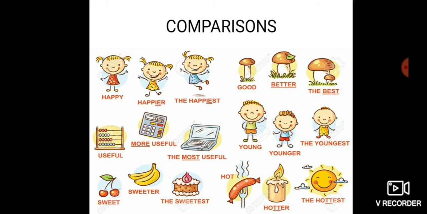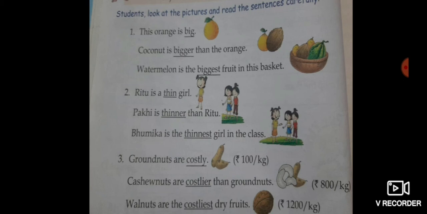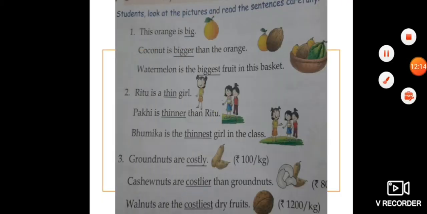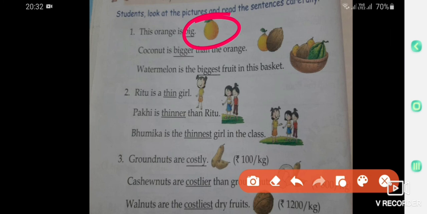So I hope it is clear to you how to use superlative degree, where to use superlative degree, and what are the rules. Here, the picture of your book: this orange is big. If I am talking about only the orange, this orange is big. But if I am talking about orange and coconut, if I gave you one coconut also, and I ask you which one is bigger, what you will say is, ma'am, coconut is bigger than the orange, because you are comparing two things and that's why you have used comparative degree. You have changed big to bigger.